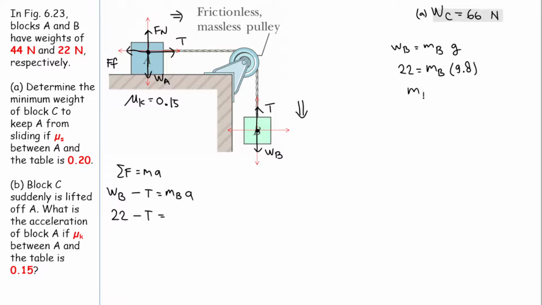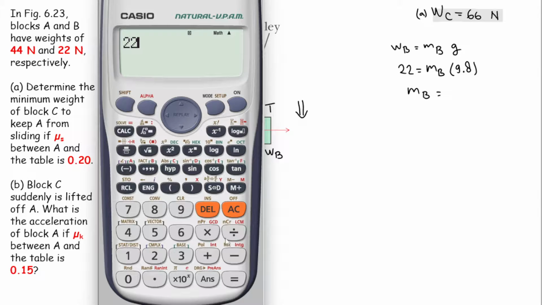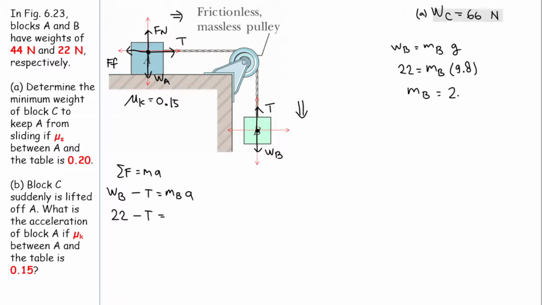So we can isolate that. MB is 22 divided by 9.8, and that will be 2.24, and the unit here is kilogram. So I have 2.24 times A, and we can isolate that: T plus 2.24A will equal 22. Let's have this as equation number 1.